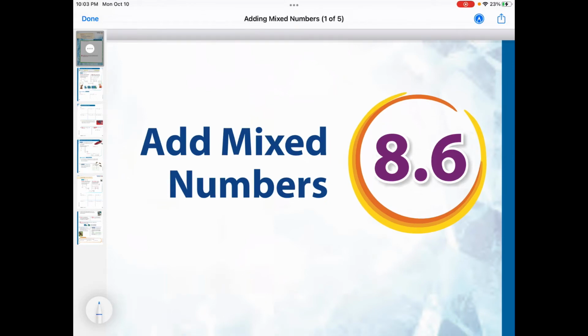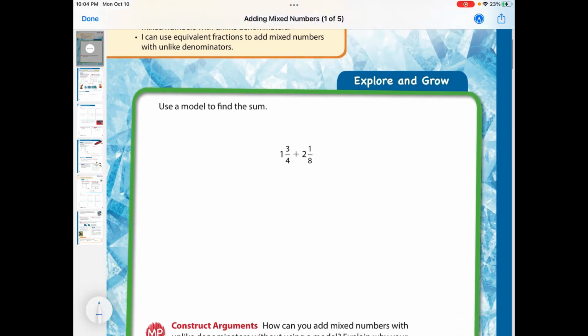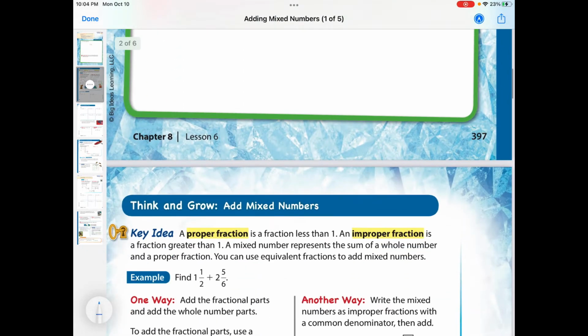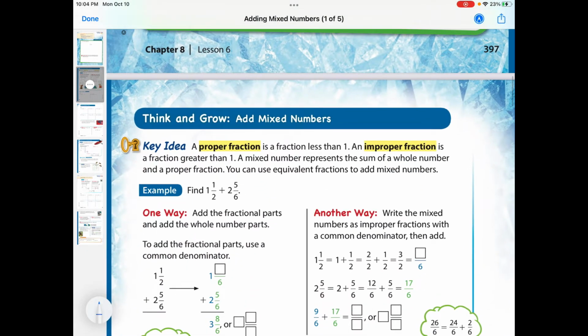Today we're going to be working on adding mixed numbers. This comes out of our workbook, Chapter 8, Lesson 6. We started today working with using a model to find the sum. We're going to come back and solve this in just a minute. But I want to go ahead and take a minute.